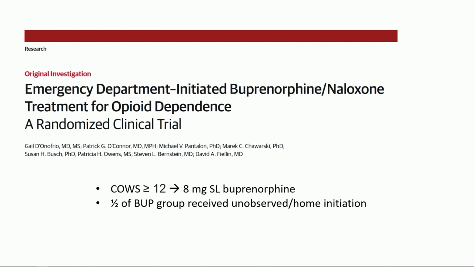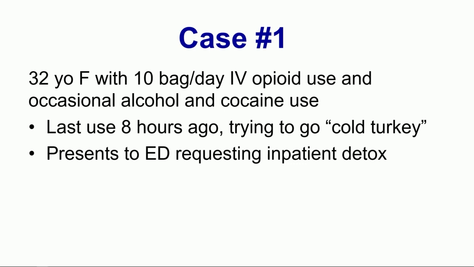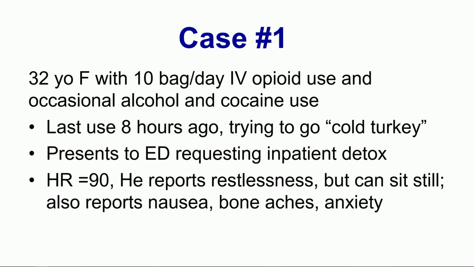So I'm going to talk about a case, and there are a couple of cases throughout to illustrate different strategies. This is a 32-year-old female with 10 bags a day of IV opioid use, and occasional alcohol and cocaine use. She comes into the ED and says she last used 8 hours ago, trying to go cold turkey, and she is requesting inpatient detox. Thoughts on what we should do with her? All right. So heart rate is 90, she has some restlessness, but can sit still.